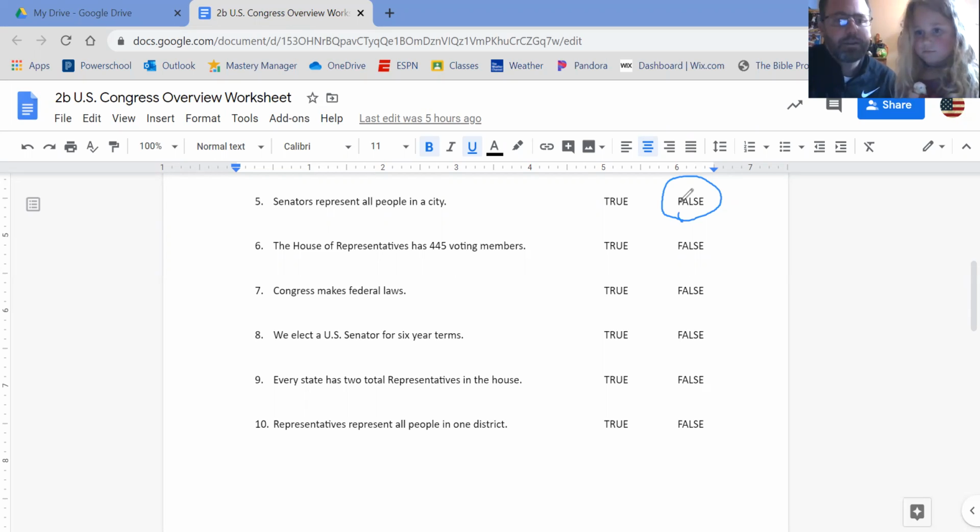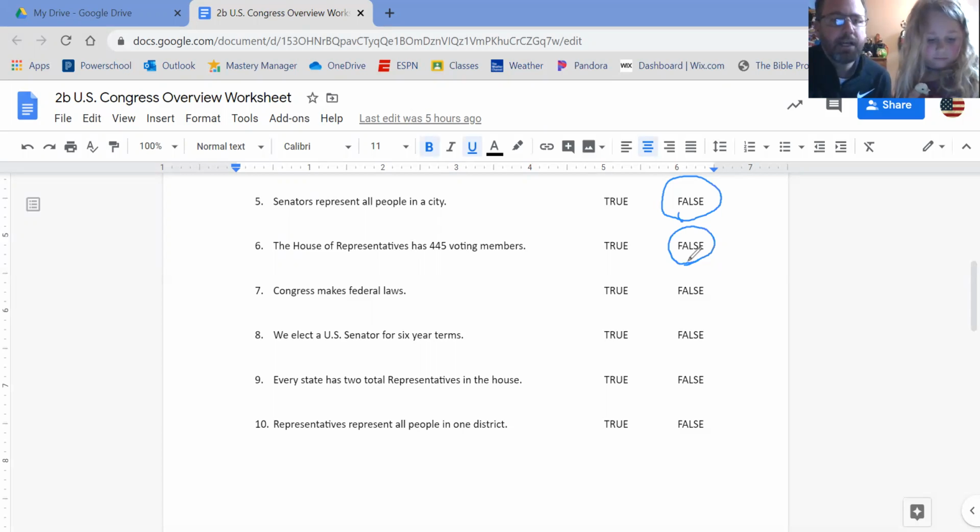Number 6, the House of Representatives has 445 voting members. True or false? That would be false. How many members do they have? 435 members of the House. So in the House of Representatives, there's 435 members. Remember, that's different than the Senate, which is 2 per state. So 100 total members, like question 1 said.